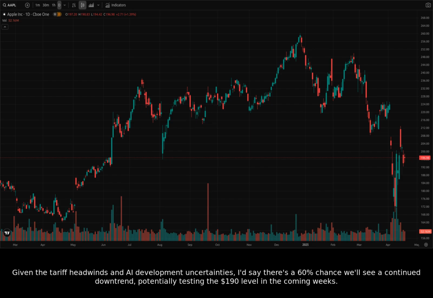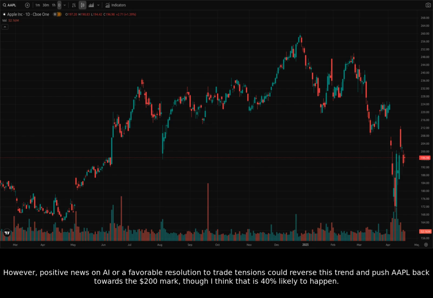Given the tariff headwinds and AI development uncertainties, I'd say there's a 60% chance we'll see a continued downtrend, potentially testing the $190 level in the coming weeks. However, positive news on AI or a favorable resolution to trade tensions could reverse this trend and push Apple back towards the $200 mark, though I think that is 40% likely to happen.